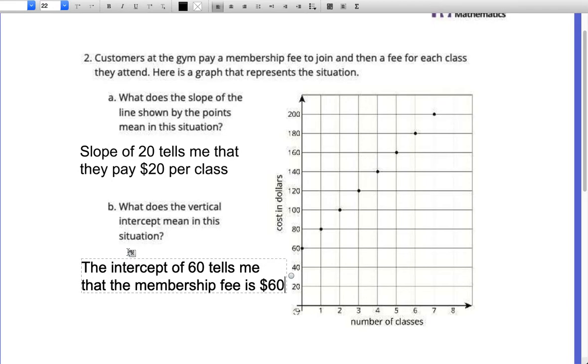So you pay $60 just to join the gym, and then after you've joined the gym, you have to pay $20 for each class you take. So $60 gets you in the door, $20 gets you into each class.